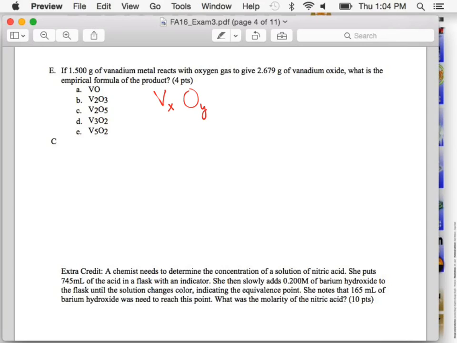Okay, so we can go back to the question. It says 1.5 grams of vanadium. Well, if I want to get the moles of vanadium, and I'm given 1.5 with a ridiculous amount of sig figs grams of vanadium, how can I convert the grams into moles? The molar mass. Grams of vanadium into moles of vanadium. That number comes from the periodic table.